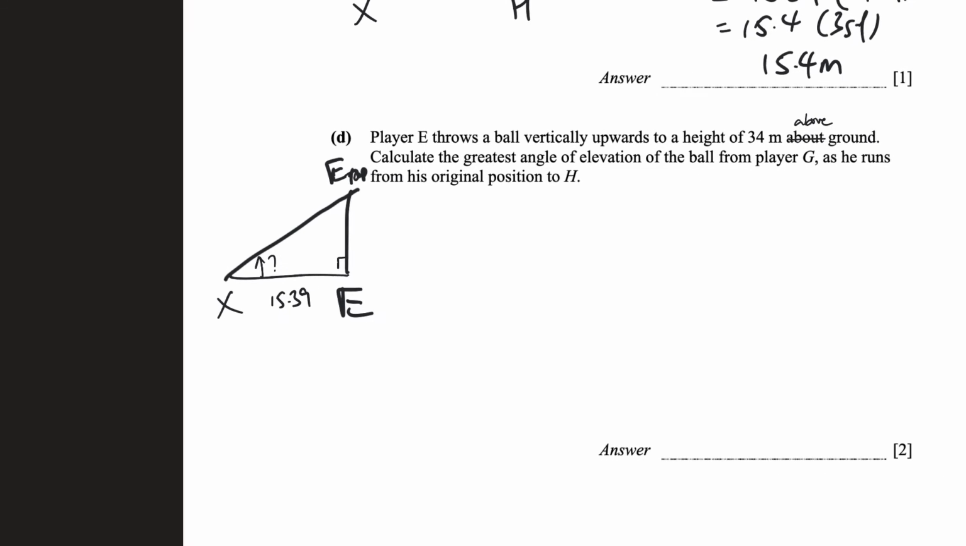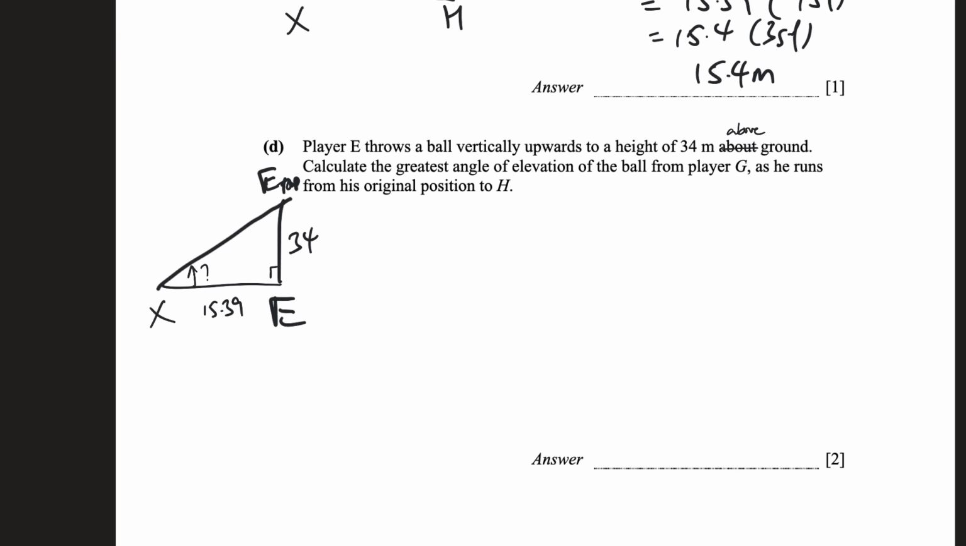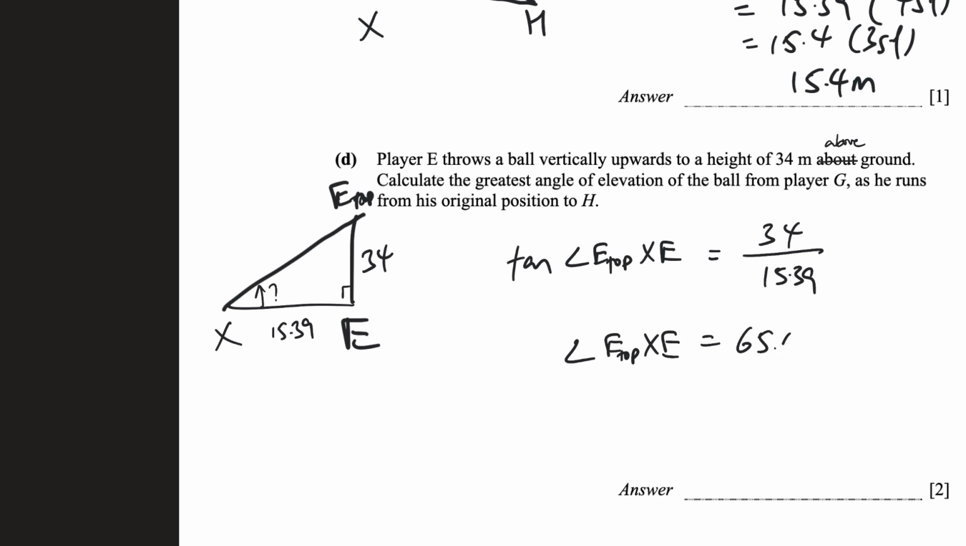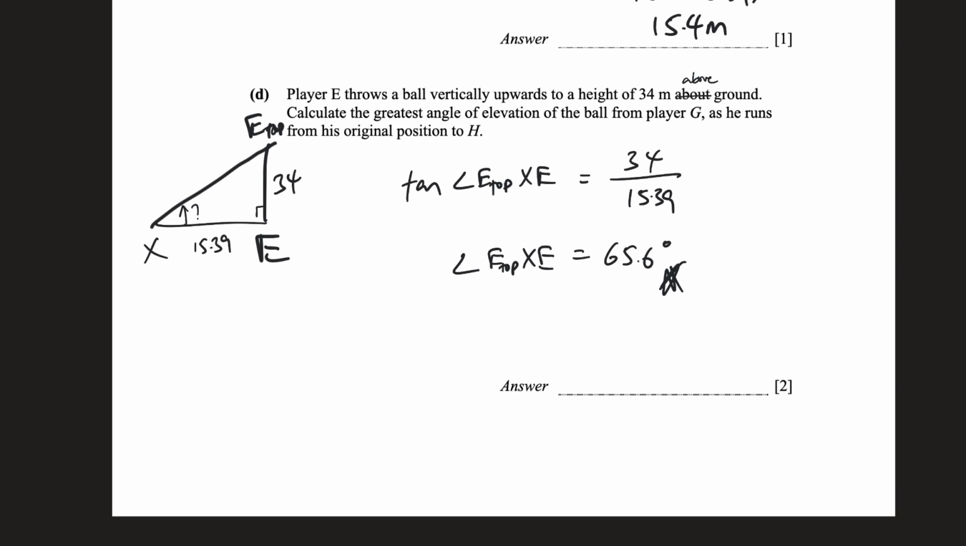And they say that the ball is vertically 34 meters above. So what I can do is say tangent of the angle, let's call it E top XE, which is this angle. Tangent of this angle is opposite over adjacent. And so that gives me the angle of elevation to be 65.6 degrees. Done.